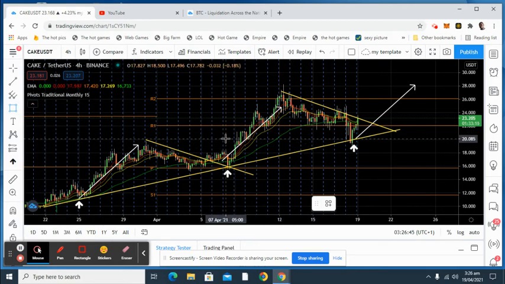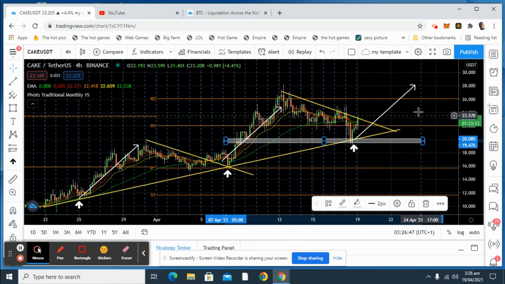Able to buy around here. This is where the market dipped. You can see this is a good profit already. I bought CAKE, which is also an opportunity. So most times I follow my chart.